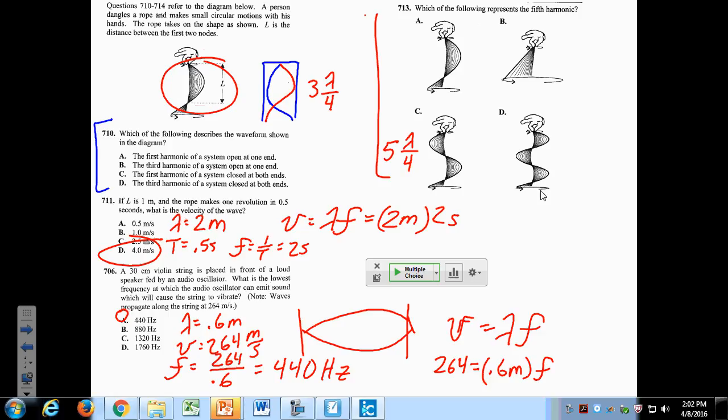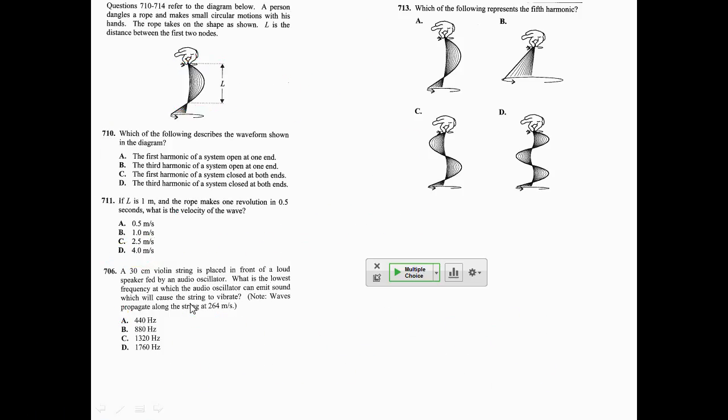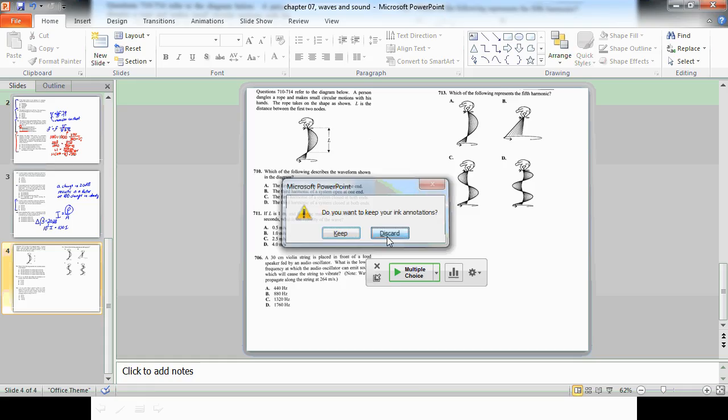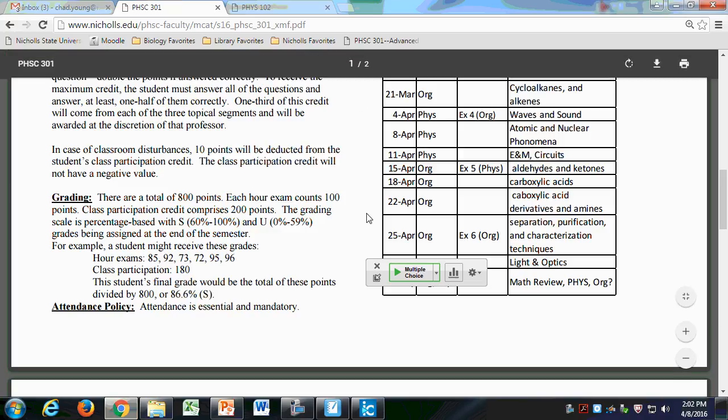And one more thing. Our test is on the 15th, so that test will cover waves, sound, nuclear, and that's all. So this stuff that we've been doing, and then the nuclear physics that we'll do next time. Nuclear and atomic. Probably you've seen a lot of it in chemistry, but you're not going to see it at all in physics this year. Okay?